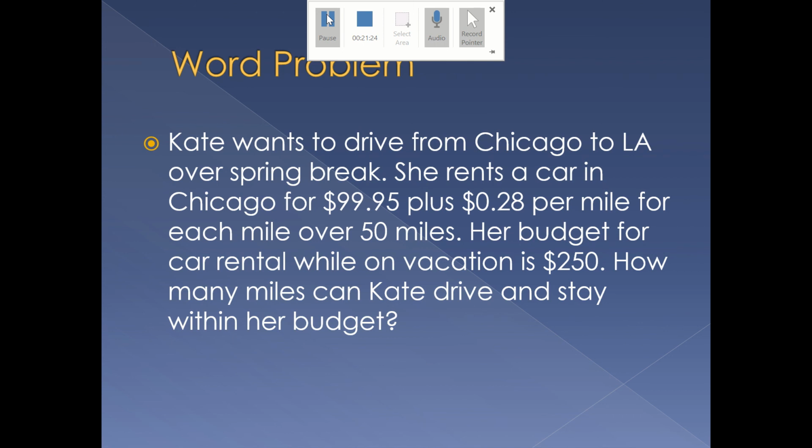Go ahead and pause the video, read it, and solve it. Katie wants to drive from Chicago to LA over spring break. She rents a car in Chicago for $99.95 plus 28 cents per mile for each mile over 50 miles. Her budget for a car rental while on vacation is $250. How many miles can Kate drive to stay within her budget? This is very, very similar to the previous problem. If you are stuck, flip back and watch that one again.